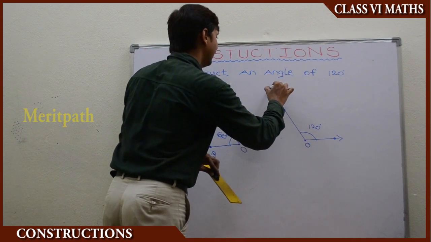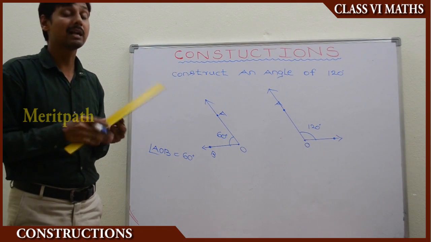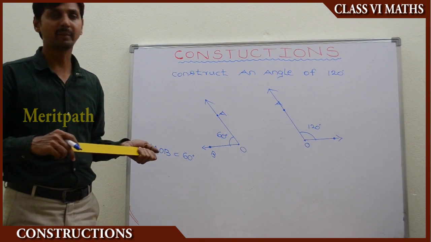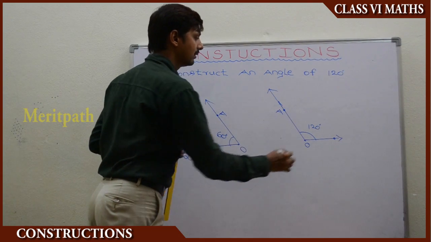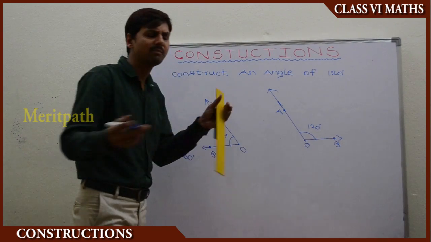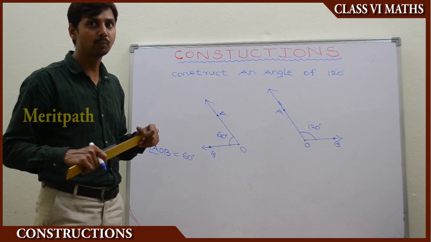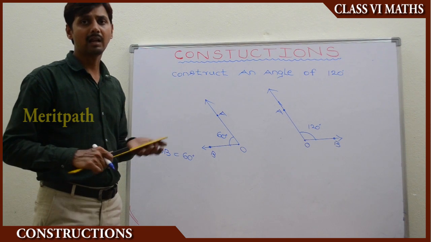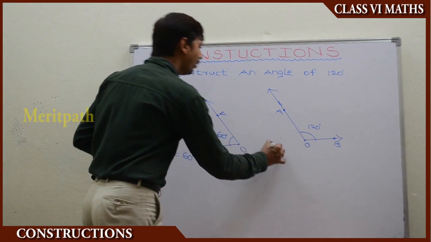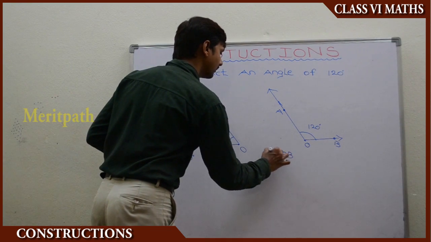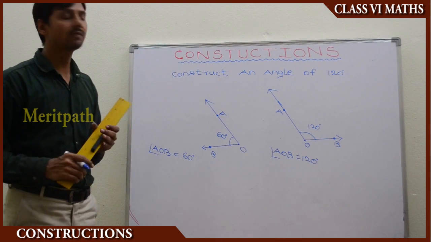This is a ray. We will always draw 2 rays. Joining of 2 rays makes an angle. That's the definition we have learned in geometry. This is 120, so name this as B. We can name it any way, but usually we write angle AOB, angle COD, angle MNO, or something similar. So angle AOB is 120 degrees. In this manner, we'll construct different types of angles.